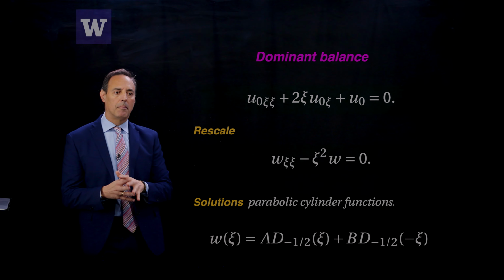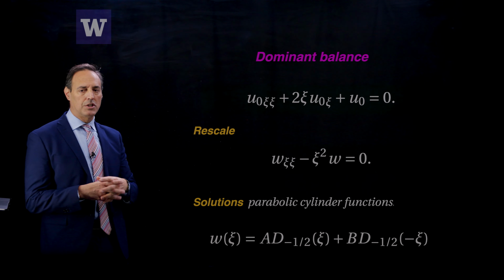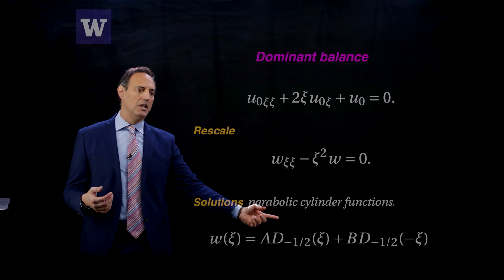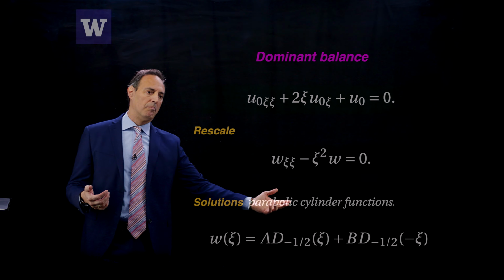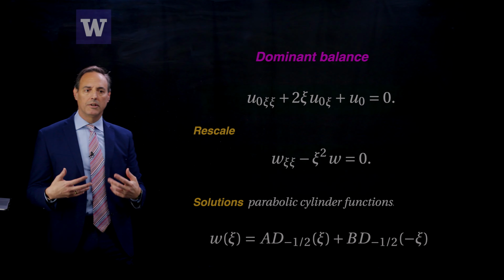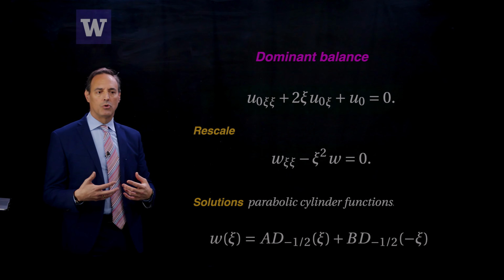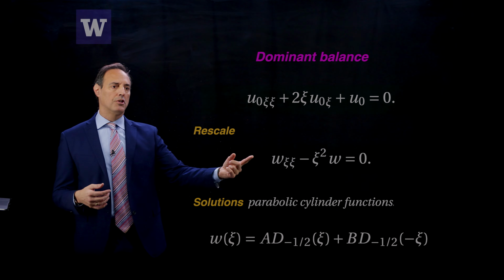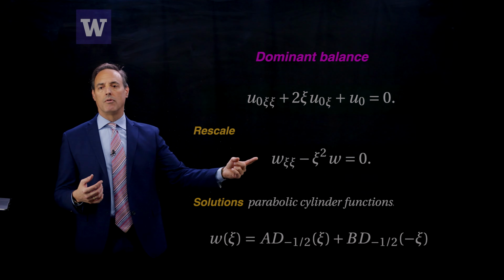what are called the parabolic cylinder functions. So these are special functions. They're written as D to the minus 1/2 of c, and D to the minus 1/2 of minus c. So these are two linearly independent solutions. And so yes, they're a little more complicated to work with because they are special functions, but still, those are the two linearly independent solutions for this problem.